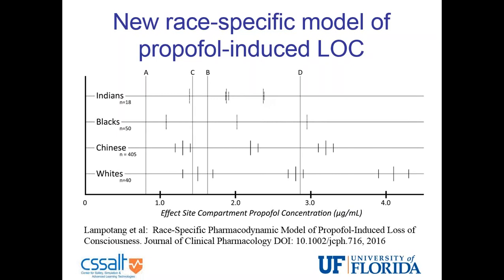The data are shown in dashed lines because these are data we extrapolated. The Chinese data and the white data are in non-dashed lines because these are lifted directly from clinical studies. The white study is from Milne with 40 patients. The Chinese study is from Zhu with 405 patients. The black study was with 50 blacks. The Indian one is a pilot, really. It only had 18 patients. But it is very consistent with the data that Ortolani collected in Malaysia and Italy, where he looked at Malay Indians, Malay Chinese, and Italian whites.